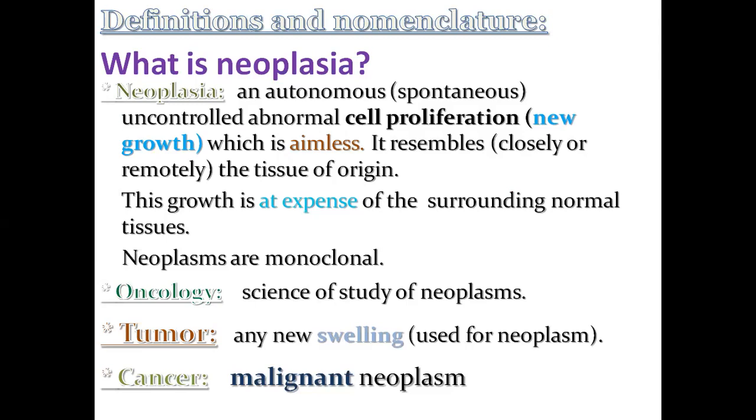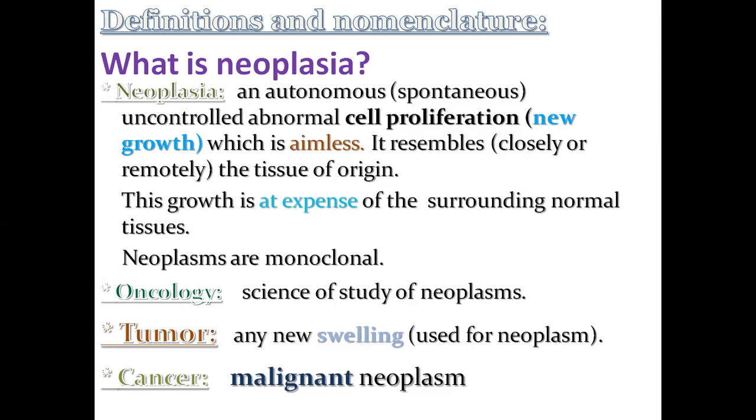But this form of cell proliferation is autonomous. Autonomous means spontaneous, without a cause and without control. We cannot stop this cell proliferation because the body has no control over it. At the same time, this cell proliferation is aimless. It has no useful function. So this is neoplasia or neoplasms. In neoplasms, cells proliferate. The proliferation is uncontrolled and autonomous.